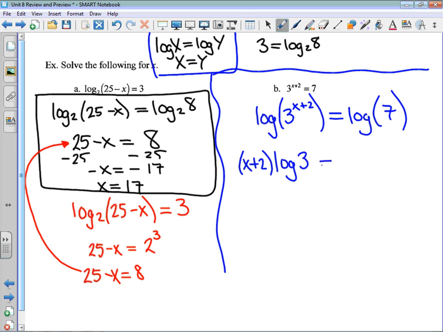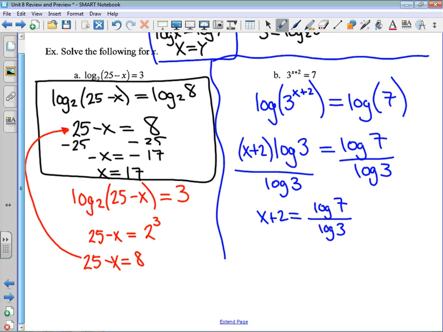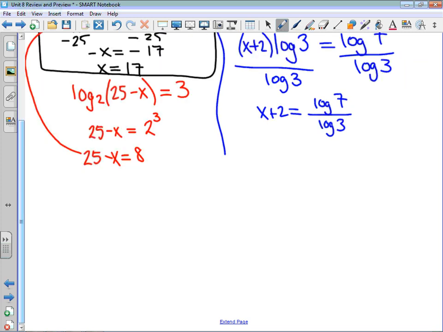Well, if I wanted to solve for x, what I would do is divide by log 3 on both sides. What that leaves me with is that x plus 2 is equal to log 7 over log 3. If you want to practice your logarithms, it's not a bad idea to rewrite log 7 over log 3 as a different base logarithm, and I'll do that at the end here. I would then move the 2 over, and I get that x is equal to log base 10 of 7 divided by log base 10 of 3 minus 2.